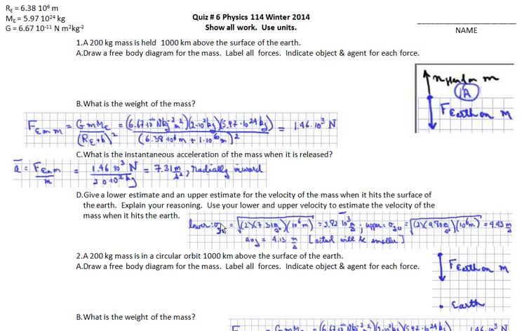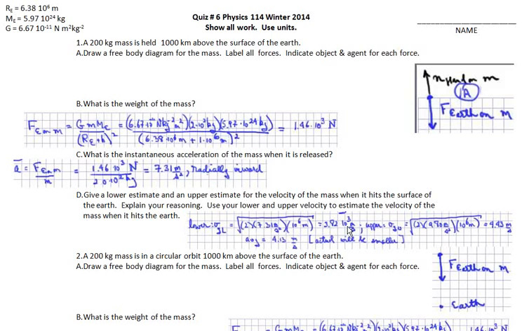Okay, D was a hard one. Basically, you had to give a lower and upper estimate for what the velocity of the mass would be when it hit the Earth. And so the basic idea is to use your kinematic equations. v squared is equal to v naught squared plus 2 times a sub y times delta y. And so the lower limit for the velocity would be the lower acceleration at the higher altitude of 1,000 kilometers that we calculated.